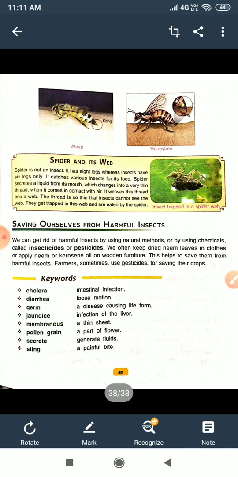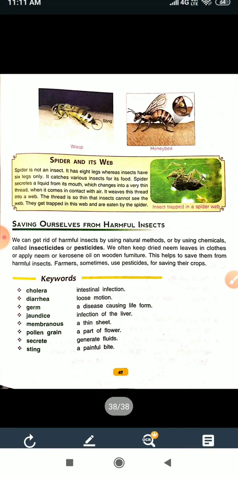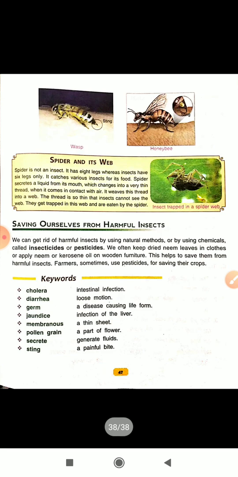I hope now you will complete this chapter. I have completed this chapter, and now your duty is to draw the diagrams and write the keywords in your notebook.